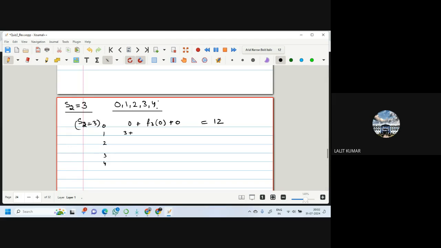This becomes 3 plus 1. What was the value of this F3 1 here? Anyone?